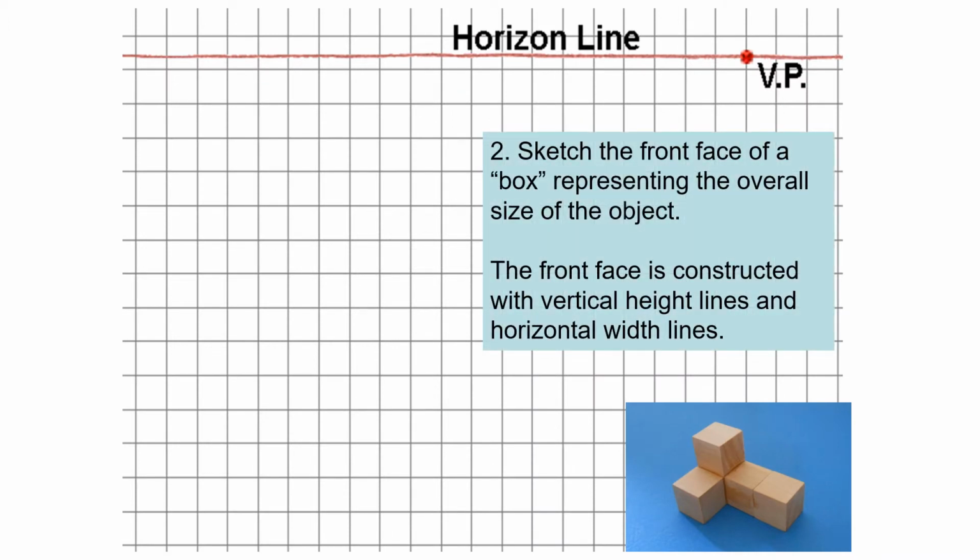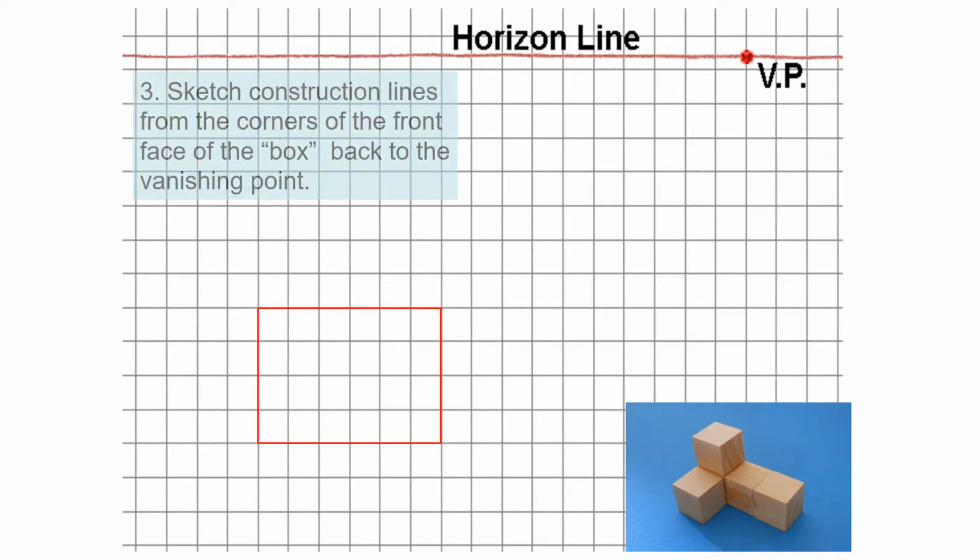Sketch the front face of the box representing the overall size of the object. The front face is constructed with vertical height lines and horizontal width lines. This step is identical to the oblique pictorials. So if you remember, in the oblique pictorial, you just start by drawing a square. For 1-point perspective, it starts the same way. For 2-point, it's almost like isometric, but for 1-point, it's like oblique.